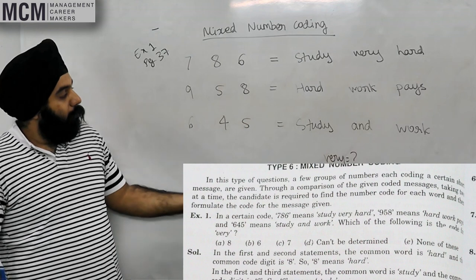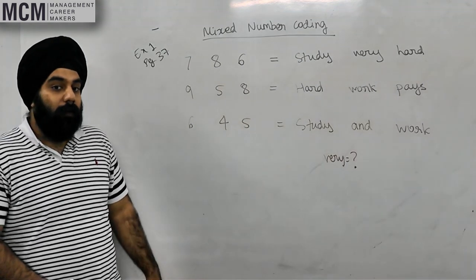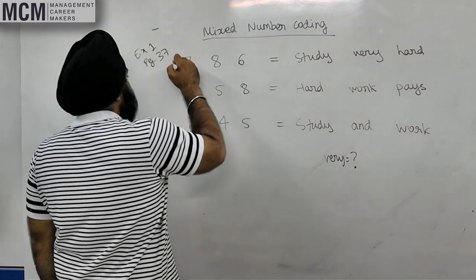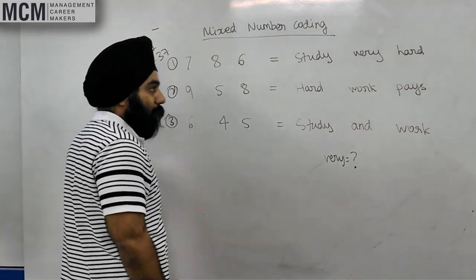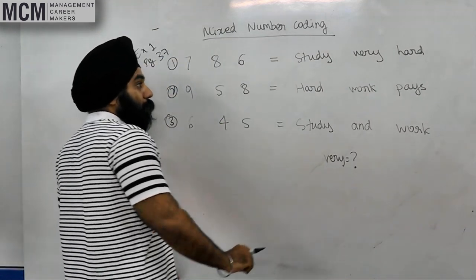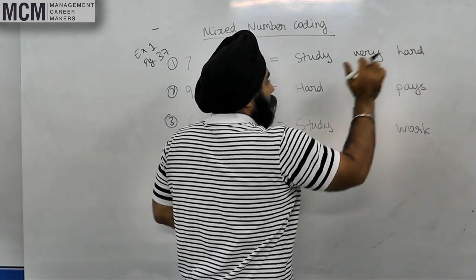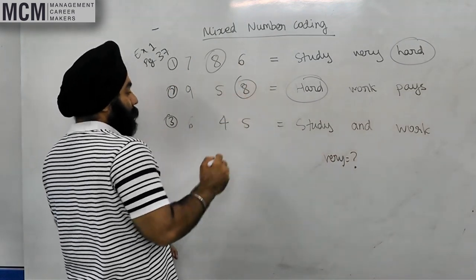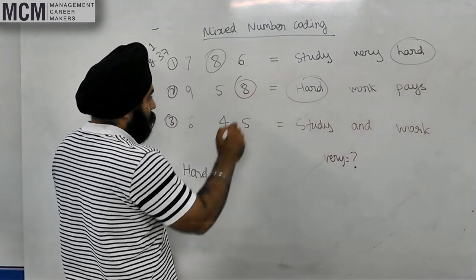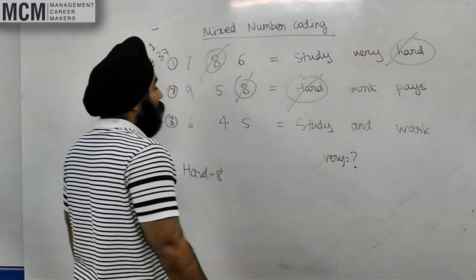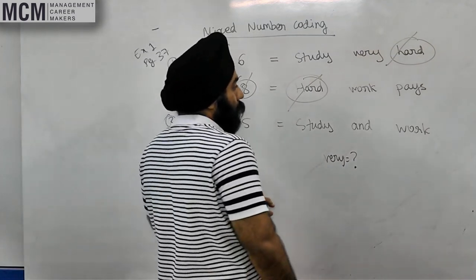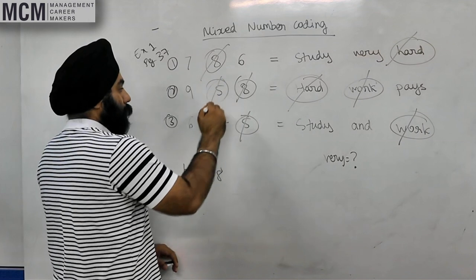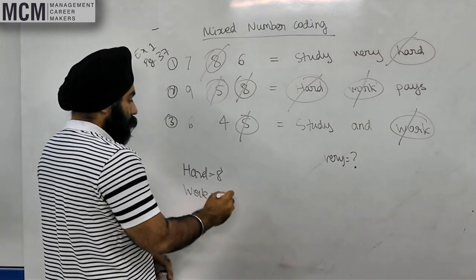Now this is very similar to our mixed letter coding. What did we do there? We compared sentence 1 and sentence 2 first, and then sentence 2 and 3, and then 1 and 3. So let's compare 1 and 2 first. What do we have common over here? Hard and hard are common. What is common over here? 8. So you know for a fact hard is equal to 8. Let's compare 2 and 3. What is common between 2 and 3? Work is common. What is common over here? 5. So you know work is equal to 5.